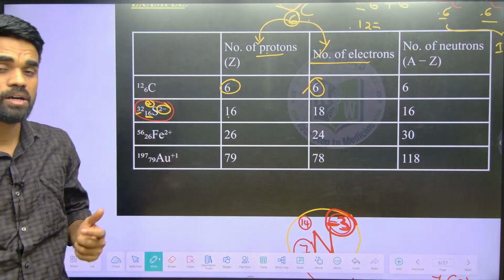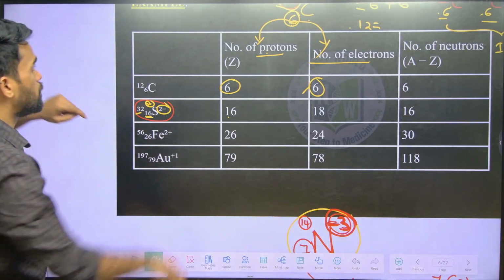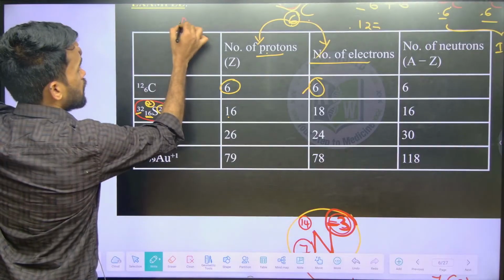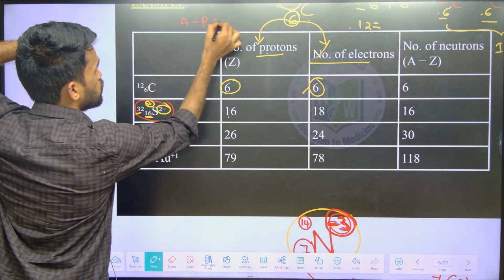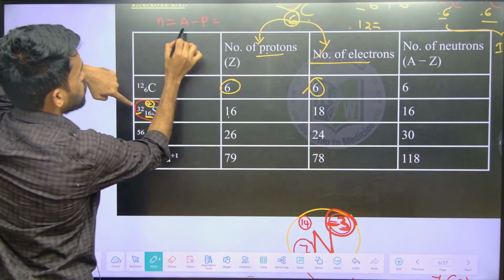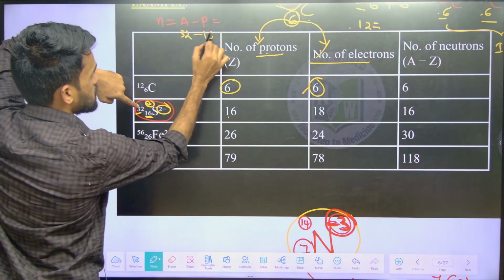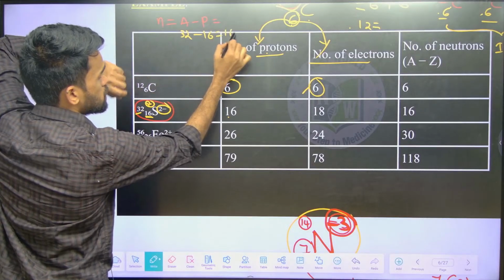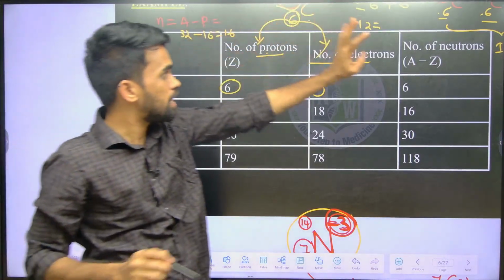So from that, how can you get the number of neutrons? Mass number minus number of protons gives you the neutron number. Okay, mass number is 32, proton count is 16, so neutrons are also 16. Like that you can write neutrons.